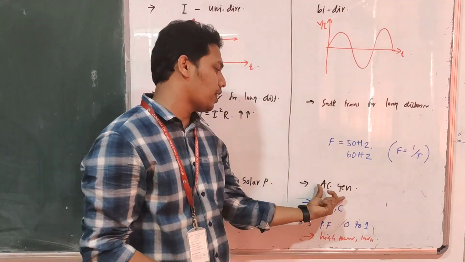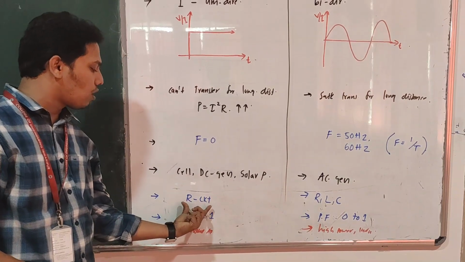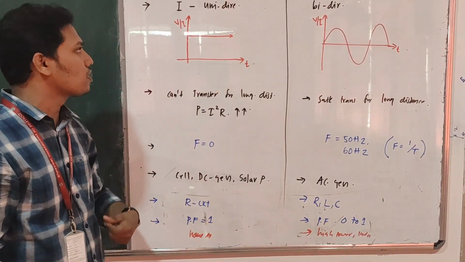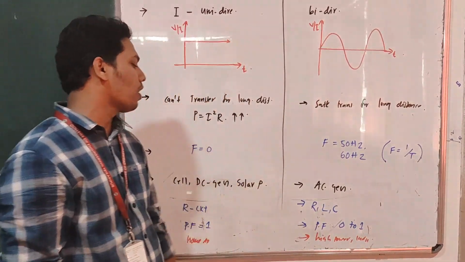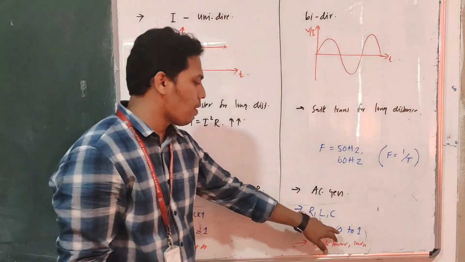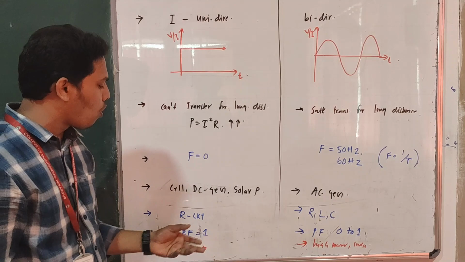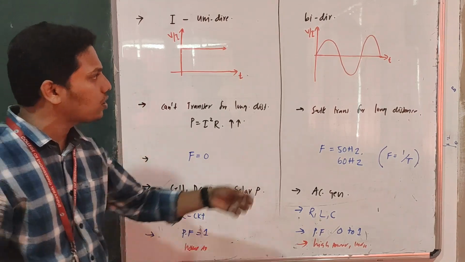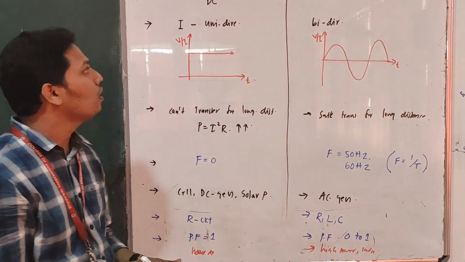But for AC, it is generators. In the case of a DC supply, only resistive circuits are used, but in AC, resistive, inductive and capacitive circuits are used. For DC the power factor is equal to unity. Here the power factor is between 0 and 1. The application of DC is small power applications like home appliances, and in AC, high power applications or industrial applications.